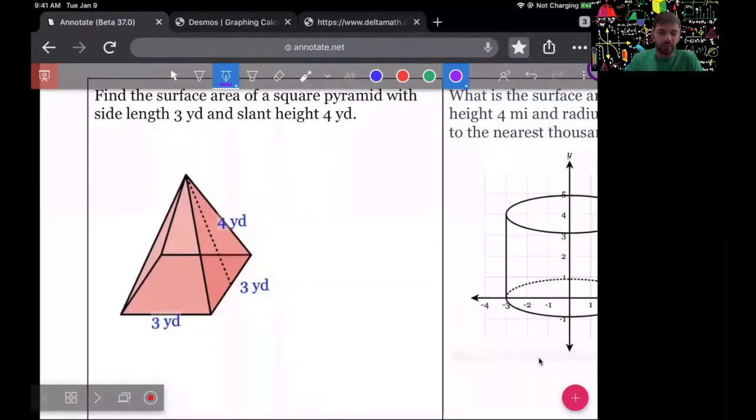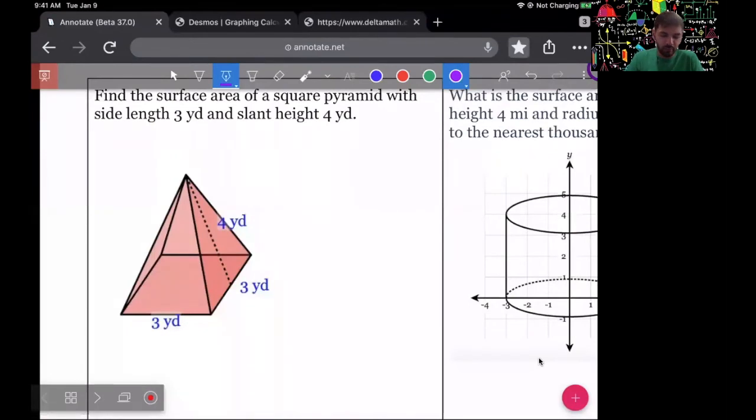For example, right here, let's find the surface area of a square pyramid. A pyramid has a square as its base. It has a side length of 3 yards and 3 yards this way since it's a square on the bottom, and a slant height. That means if you were to measure from the tip of the pyramid down to the base along the triangle, it would be a total of 4 yards.